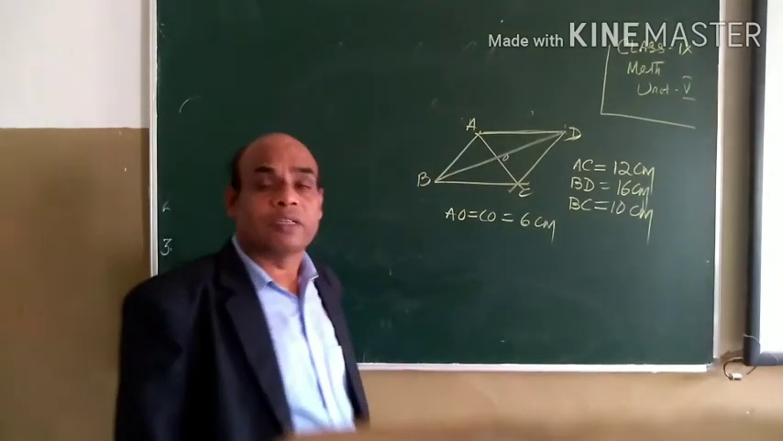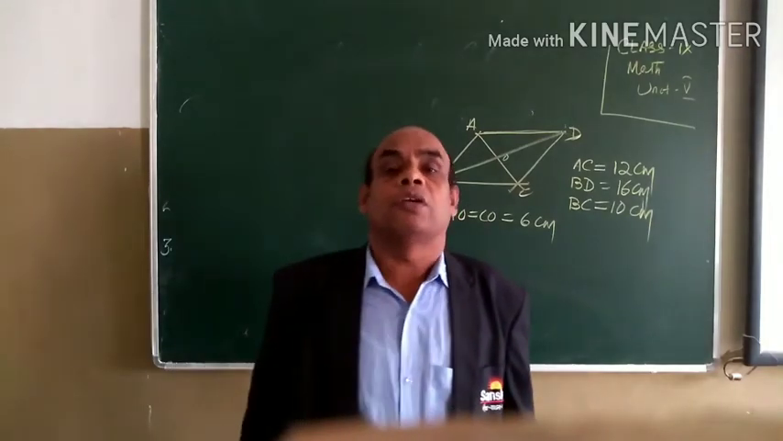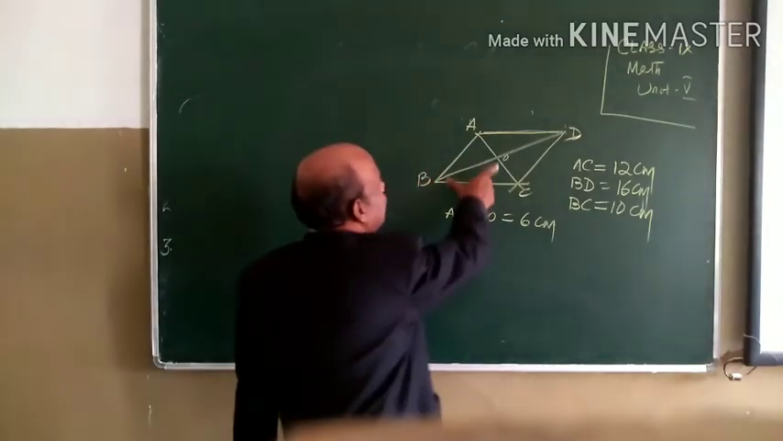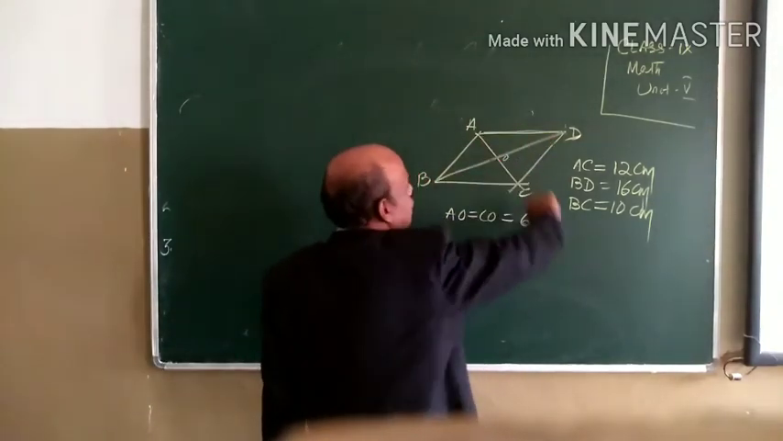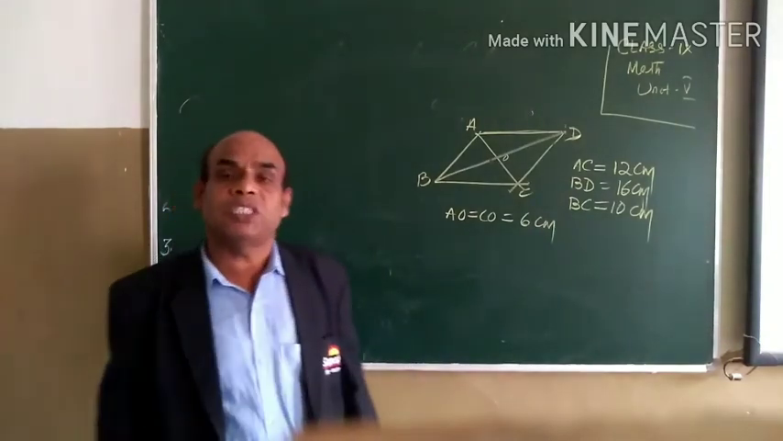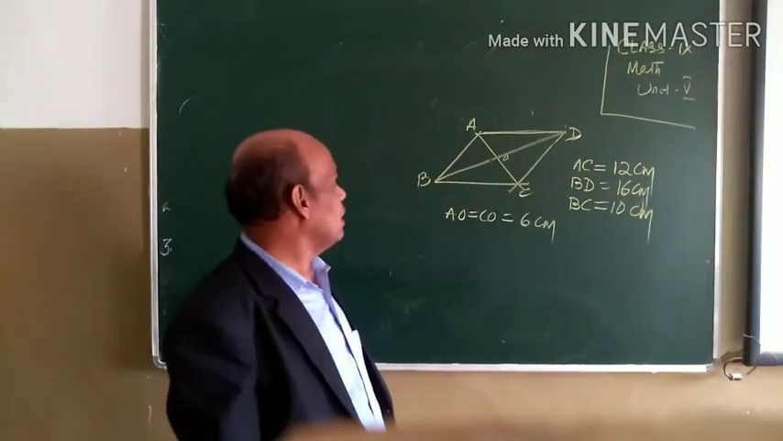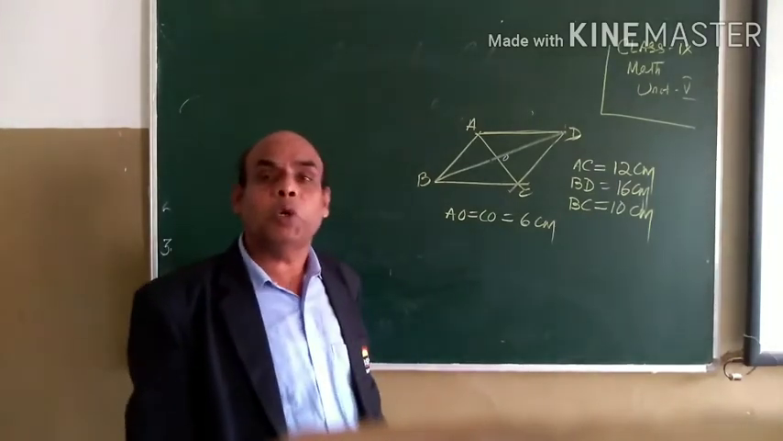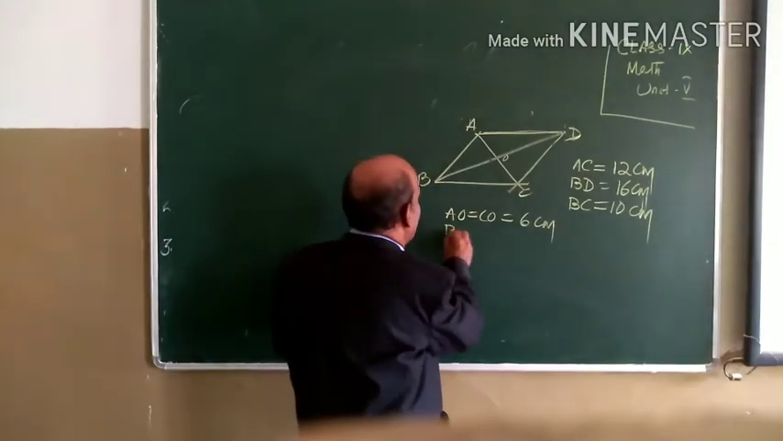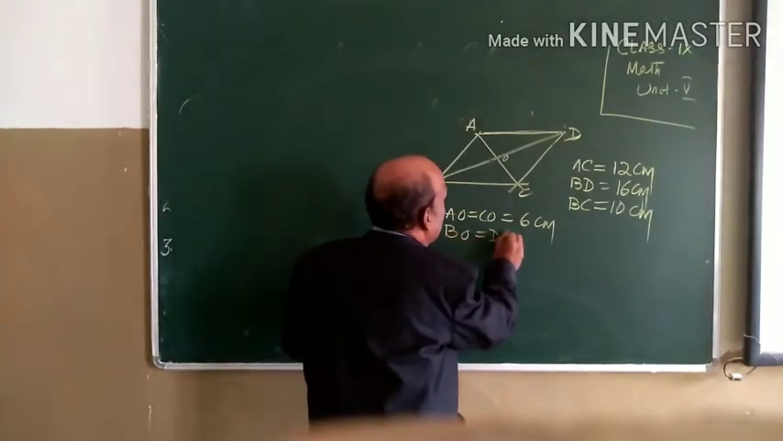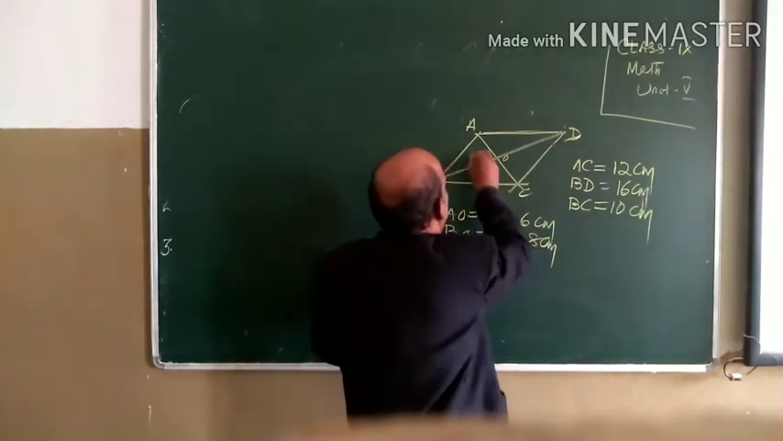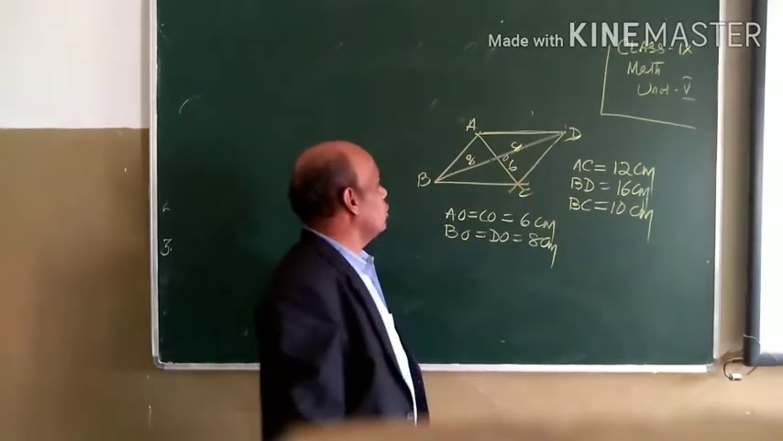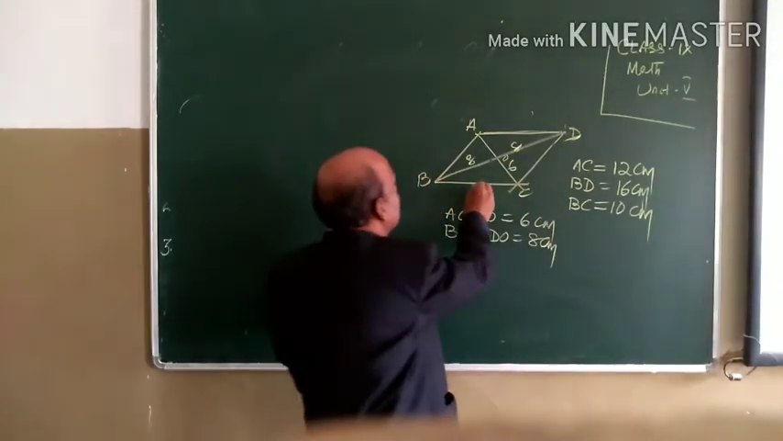You have to remember, in case of a parallelogram, the diagonals bisect each other. Bisect each other means BO is equal to DO and AO is equal to CO. If AC is equal to 12 centimeter, so you can say AO is equal to CO, 6 centimeter. Similarly, BD is given to you 16 centimeter, so you can write BO is equal to DO, that is 8 centimeter. So BO, DO is 8 centimeter and AO, CO is 6 centimeter. And also you see BC is given to you, 10 centimeter.